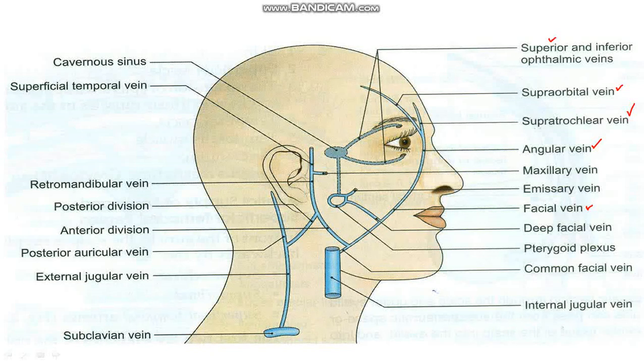Here you can see the posterior division of the retromandibular vein. This posterior division unites with the posterior auricular vein to form the external jugular vein, which ultimately drains into the subclavian vein.